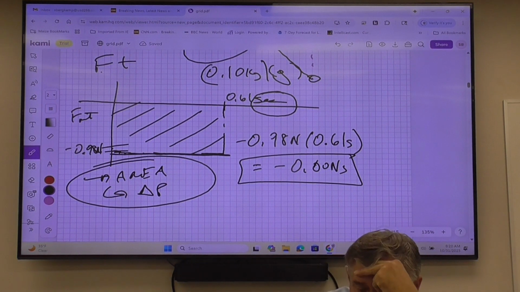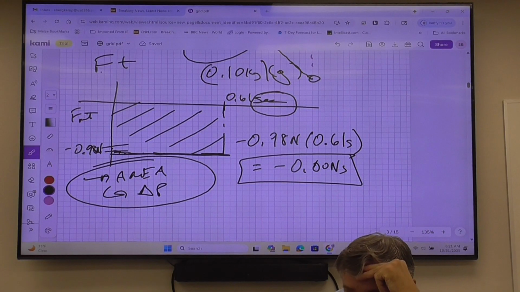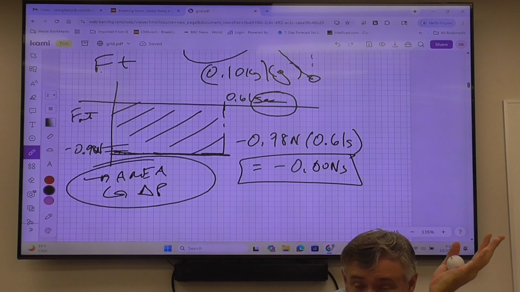Now, is it possible to exert a force on an object, but yet not change the momentum? Yes. No. Look at all of you. Are forces being exerted on you right now? Yes. Is your momentum changing? No. Force is acting on you, but your momentum isn't changing.